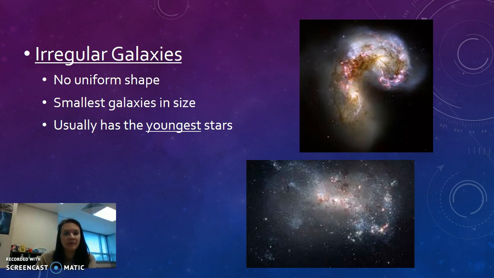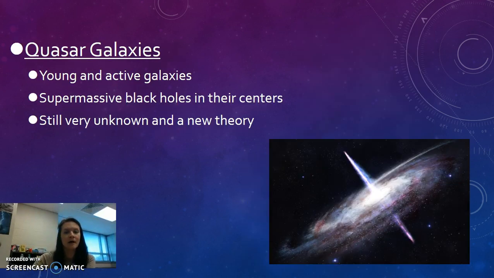And the fourth type of galaxy are called quasars. Quasars are still pretty unknown. We've just recently started talking more about them, kind of a theory. Not that it's just a wild guess. We have a lot of proof and evidence to back up that they should be real, but they're still a new topic that NASA is researching. They are the young and very active galaxies.